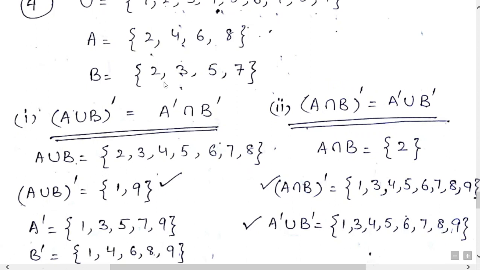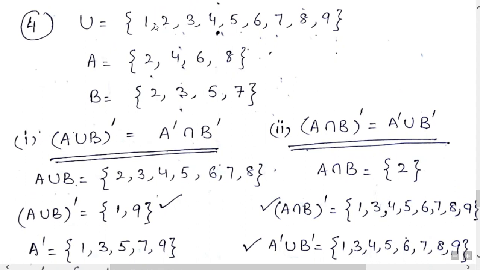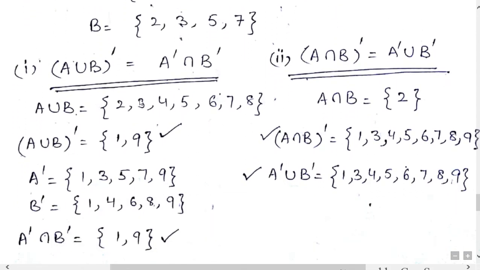Now A union B is 2, 3, 4, 5, 6, 7 and 8. Now delete these elements from the universal set. The remaining elements will be 1 and 9. Then write A complement. Delete the elements of A from the universal set. Similarly, B complement. Then find A complement intersection B complement. These two values are the same. It means number 1 is true.